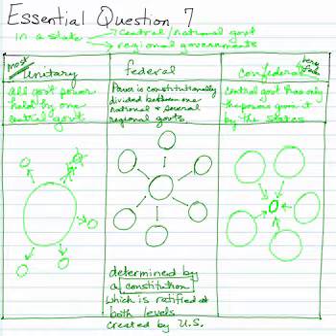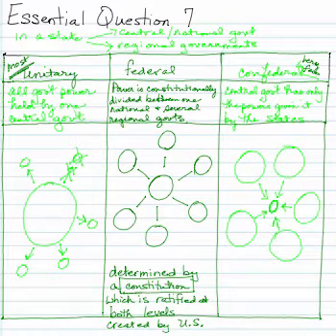In essential question number 6, we divided governments into different categories based on how many people hold sovereignty. One person, several people, or all the people. After that, we can also take another look at those same governments and ask a different question about them. The question is going to be, how is power divided between governments?